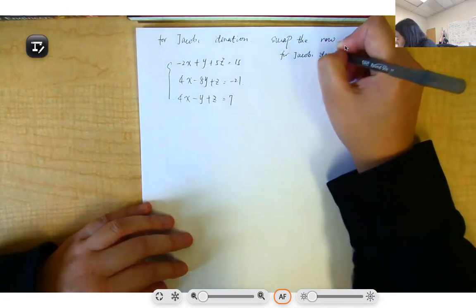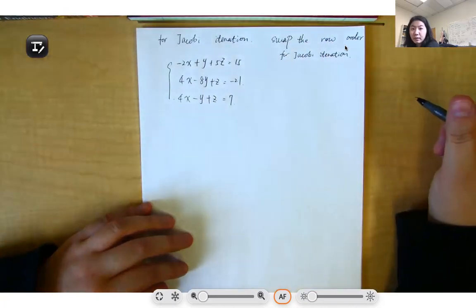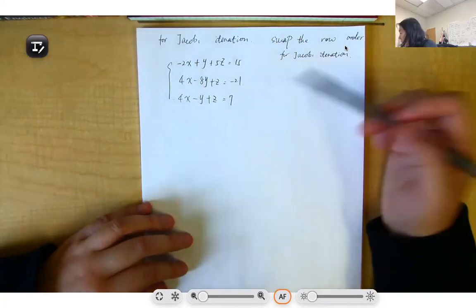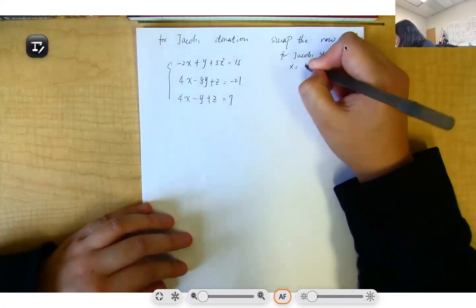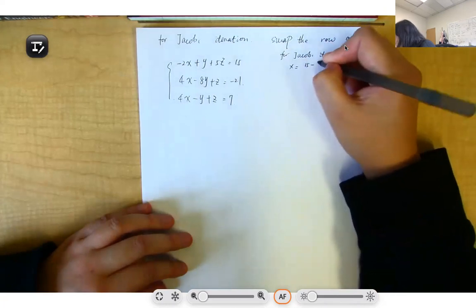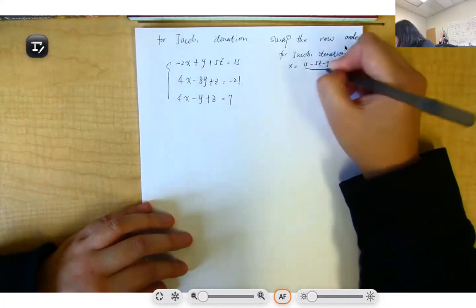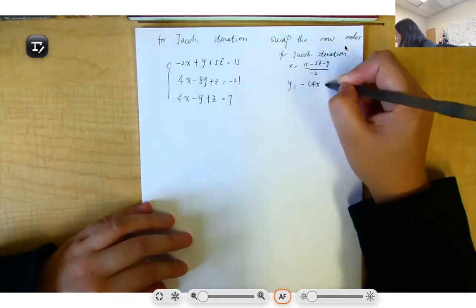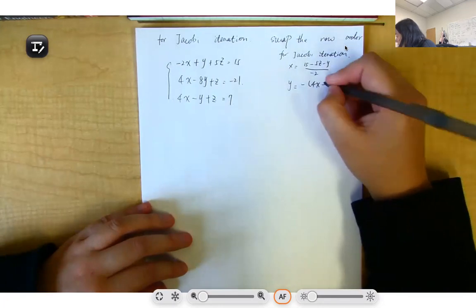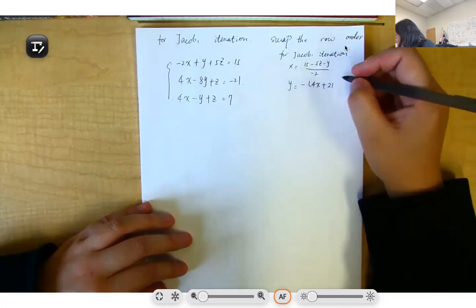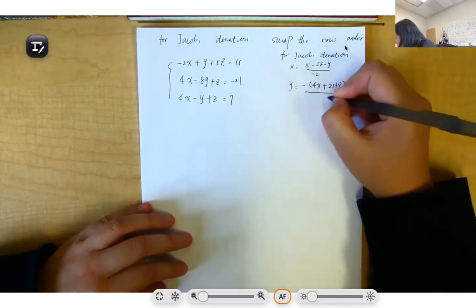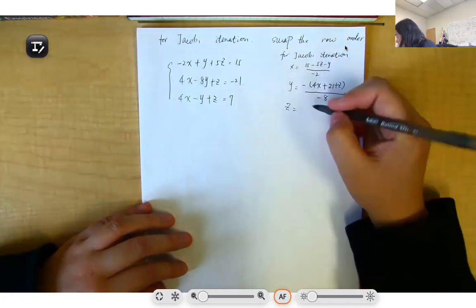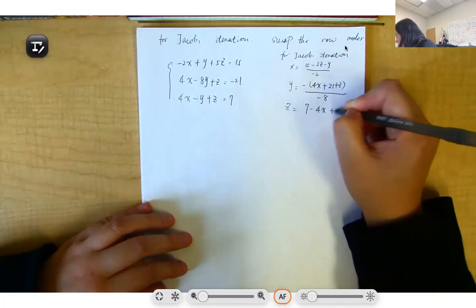The first step is to isolate the x, y, z from equations 1, 2, 3, right? So x equals 15 minus 5z minus y, divided by negative 2. y equals negative 4x plus 21 plus z, divided by 8 minus 8. The z will be equal to 7 minus 4x plus y.